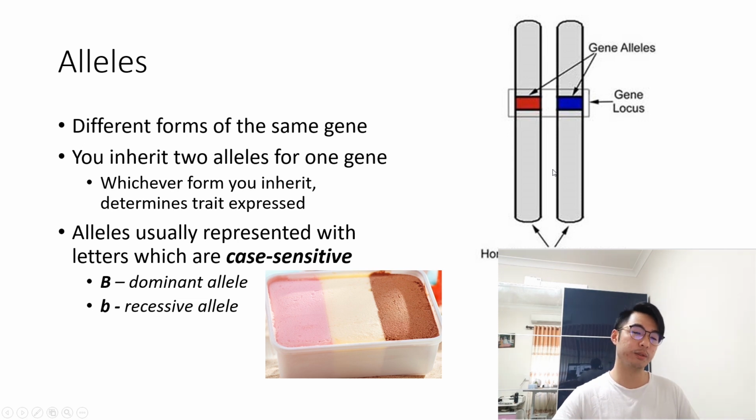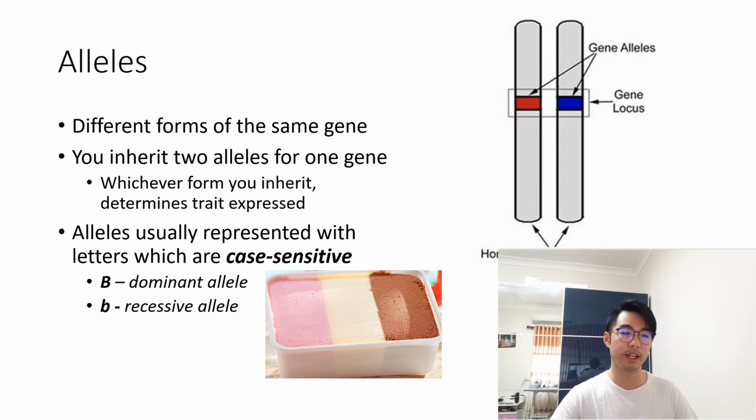Remember how I said you have 23 pairs of chromosomes, and you get 23 from your dad, 23 from your mum. So here this is one pair of chromosomes. And so let's say the left one you inherited from your mum and the right one you inherit from your dad. Now, alleles are different forms of the same gene.